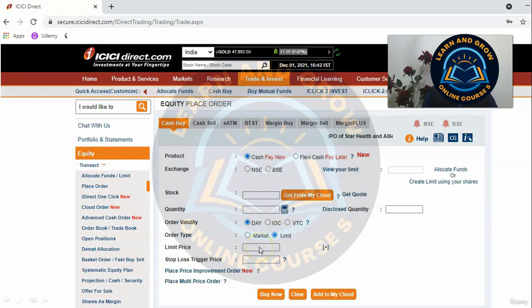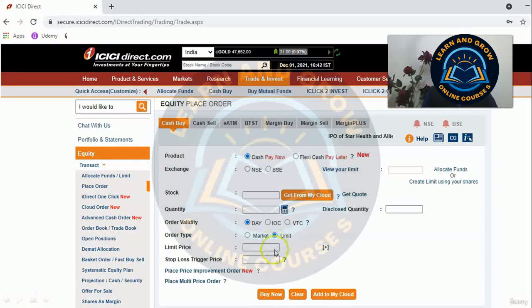Then you put in the limit price here. Now the point to note is that, for example, the current market price is 89. If you put here a limit, say you put a limit of 90. In that case, what will happen? The moment the price comes up to 90, your order will get executed.